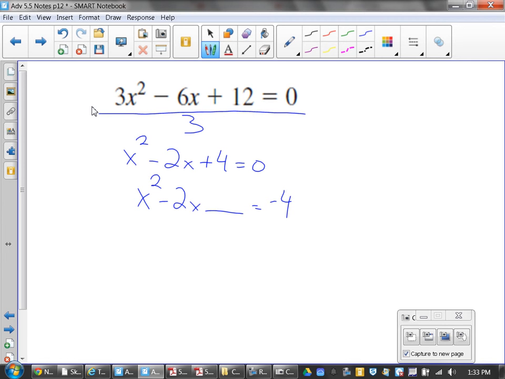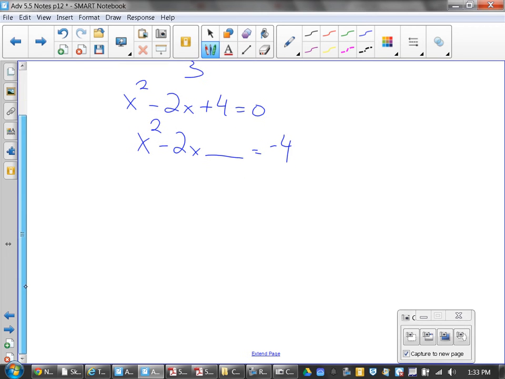So far, so good? What's half of negative 2? Negative 1, squared is? What are you going to add to both sides? My term becomes x minus 1 quantity squared equals negative 3. Remember, whatever half of b is always drops into your term. It's a really nice trick.